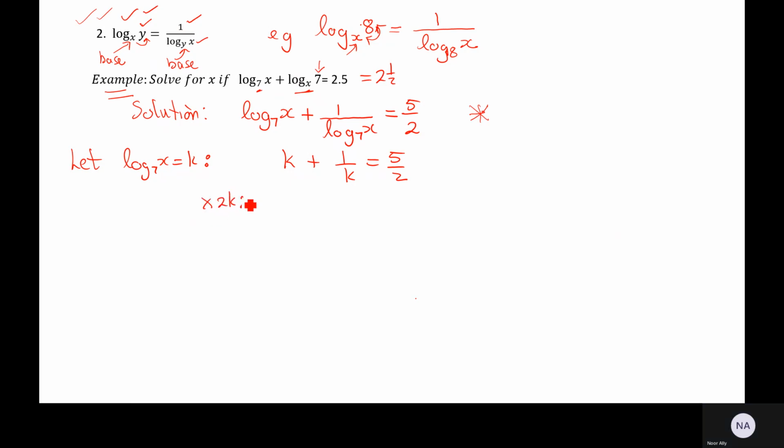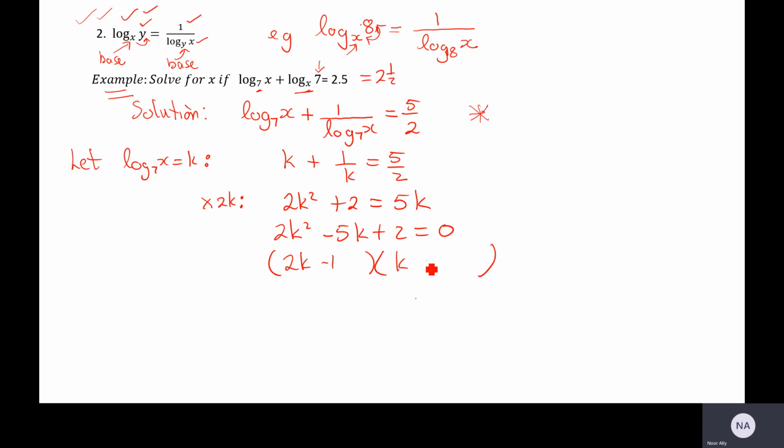Multiply by your 2k. You're going to get 2k squared plus 2 is equal to 5k, a quadratic. Solve the quadratic. Factorize. This works out quite nicely. I don't need to use my quadratic formula. 2k minus 1, k minus 2 equal to 0. So 2k minus 1 equal to 0, k minus 2 equal to 0. k is equal to a half. k is equal to 2.